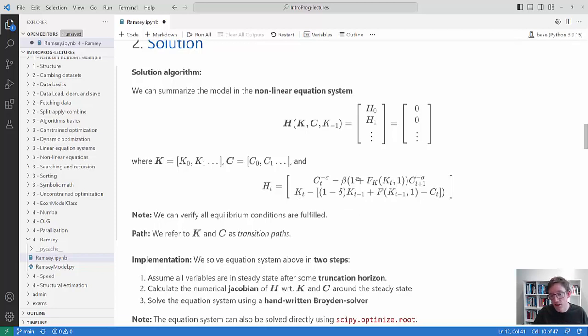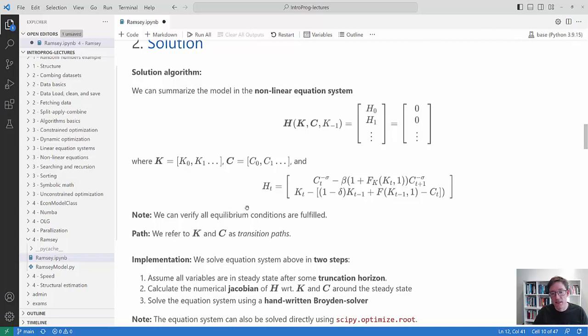To know that these equations are only functions of c and k, that's why I did the rewriting of them just above. So these are written, instead of having an equal sign here, it's a minus sign, so they should be equal to 0 on the right hand side here. You can verify that if these two conditions are fulfilled in all periods, then all the equilibrium conditions are fulfilled. We will talk about these paths of k and c as the transition paths.